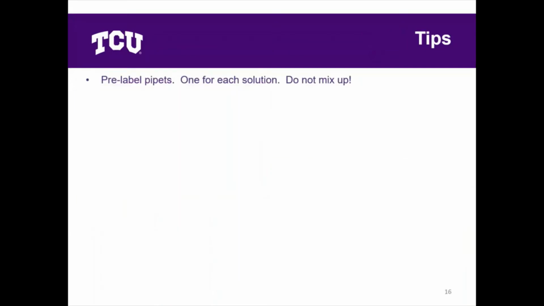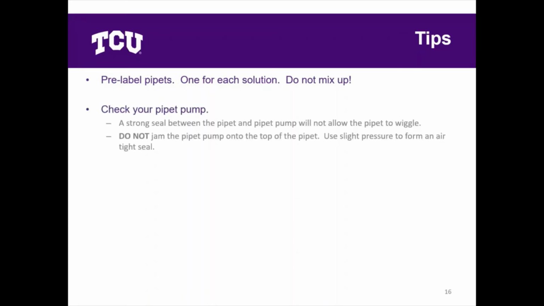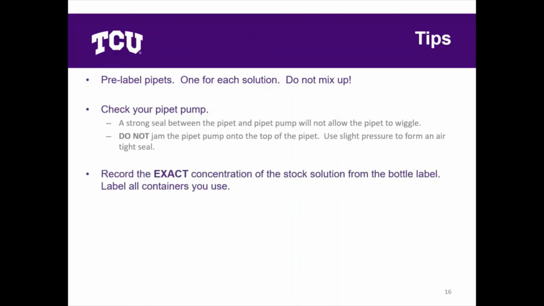Okay, so tips for this lab. Pre-label your pipettes, one for each solution, do not mix them up. Check your pipette pump. A strong seal between the pipette and pipette pump will not allow the pipette to wiggle. But please do not jam the pipette pump onto the top of the pipette because you can break it. Use slight pressure to form an airtight seal. Record the exact concentration of the stock solution from the bottle. You need this in your calculations.